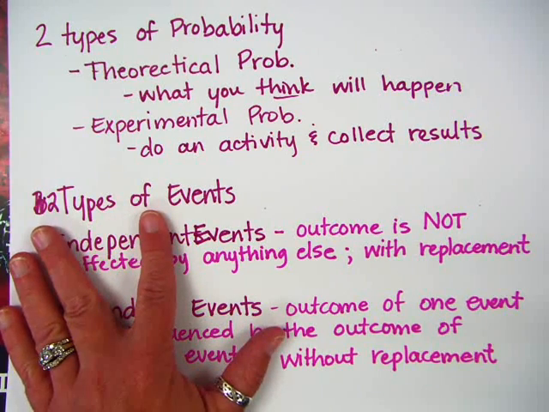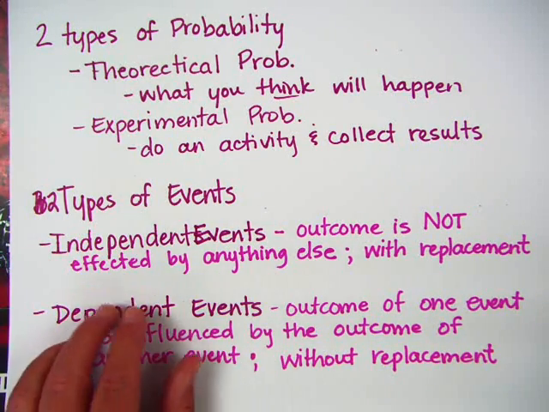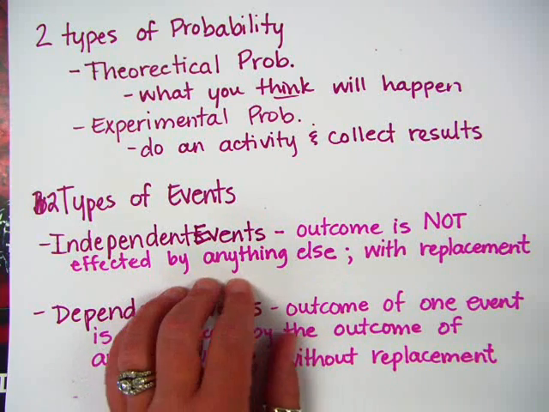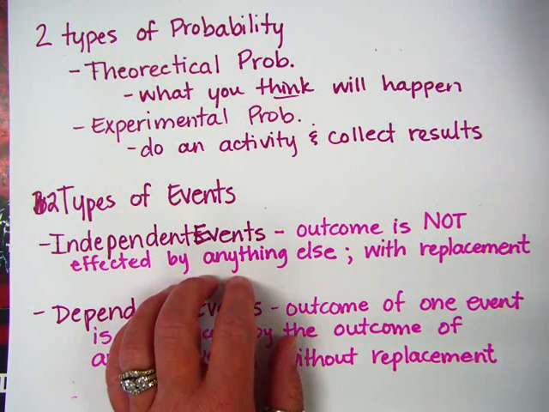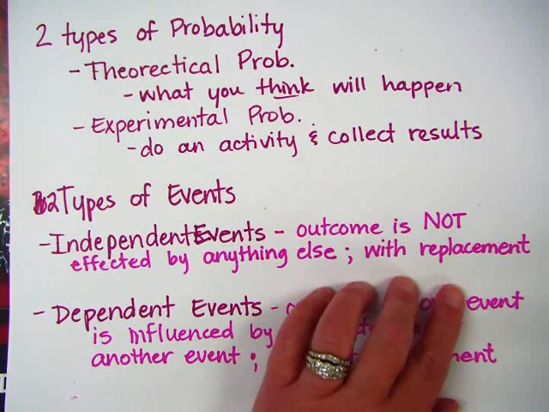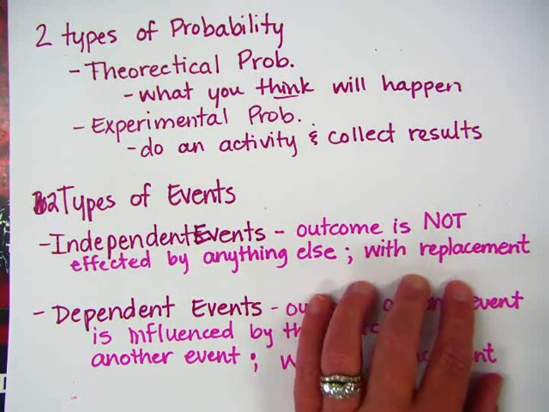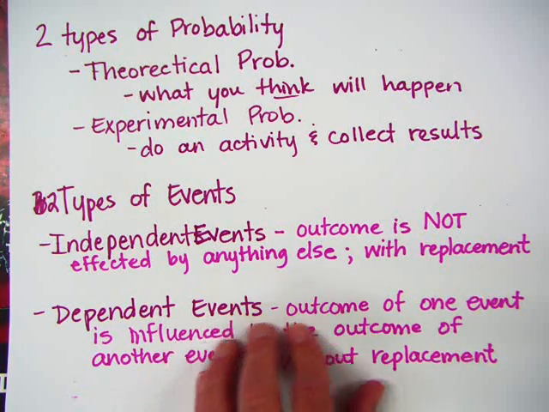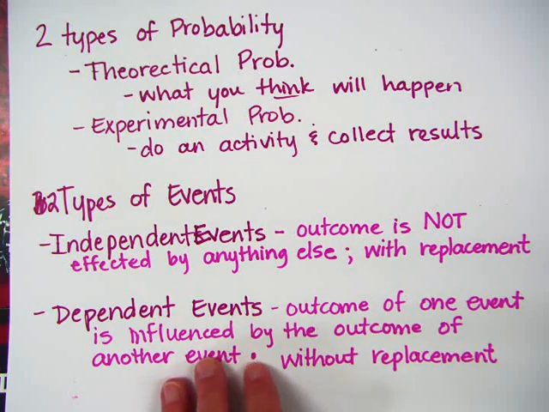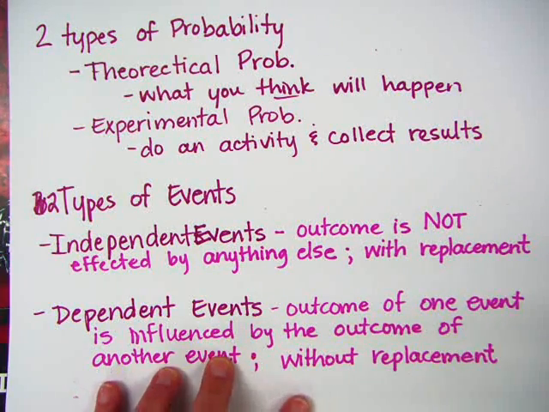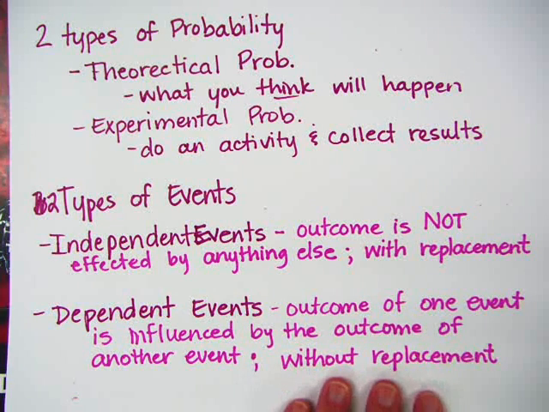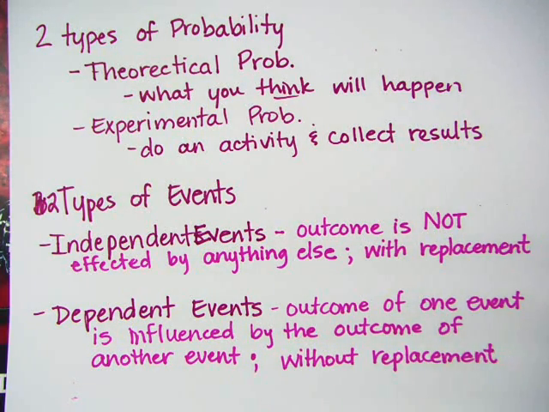There are two types of events that we need to know about. Independent events are when the outcome is not affected by anything else. The words that you're listening for in word problems are "with replacement." Dependent events are where the outcome of one event is influenced by the outcome of another event. In word problems, you're looking for the words "without replacement." So independent is with replacement if you're listening for word clues, and dependent events are without replacement.